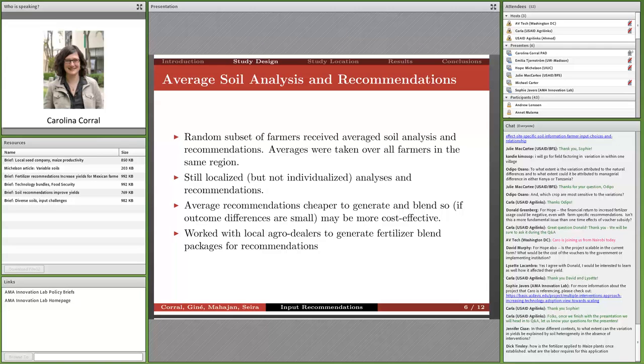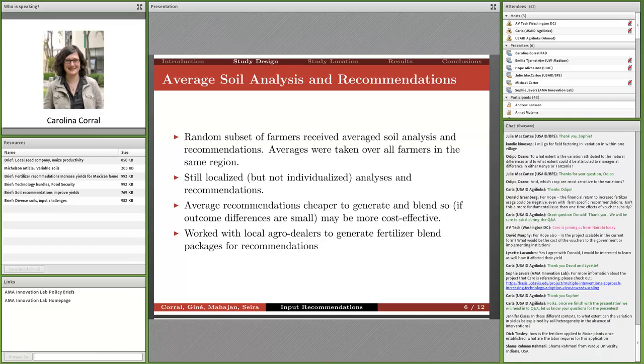So what we did is, out of clusters that, depending on size, were between 5 to 10 square kilometers, we first calculated the average soil analysis for that particular cluster, and then we provided average recommendations based on this average soil analysis. What we found is that this blend ended up being a little bit cheaper than the blend based on the individual soil analysis. The reason for that is because DAP, which is one of the main components of a blend and is more expensive, had some variation when we were calculating that.